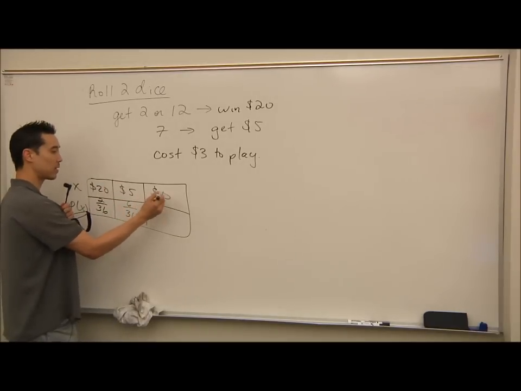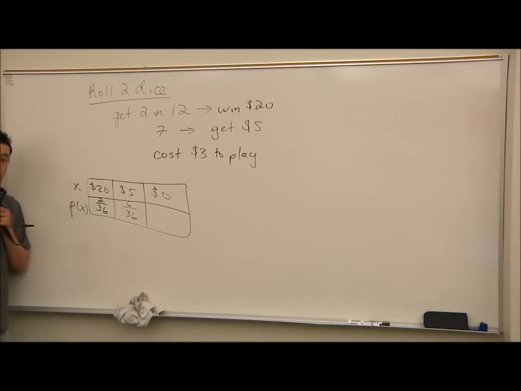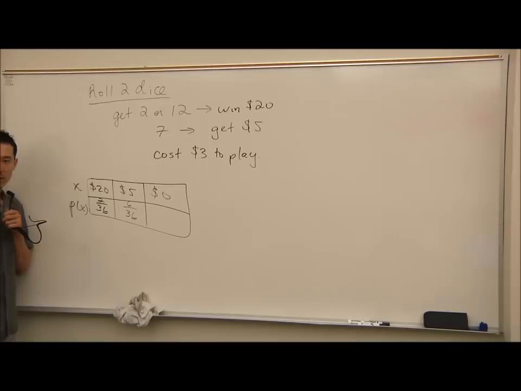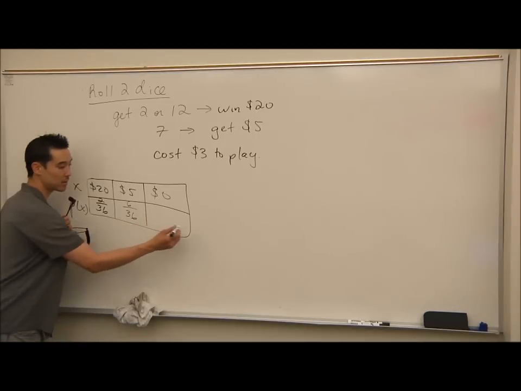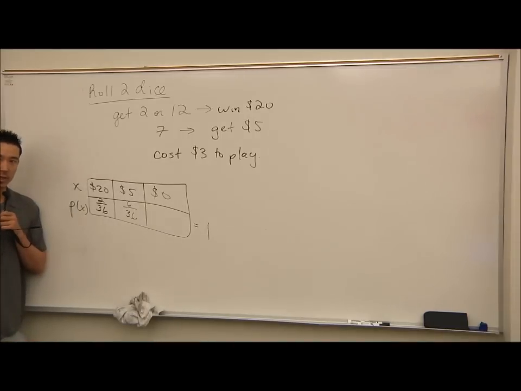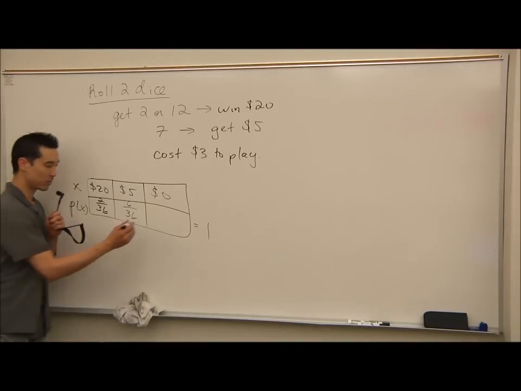I could win $0, I guess. What else needs to happen to finish a probability distribution table? I have 2 out of 36. I have 6 out of 36. What about all the other things that can happen? What's that going to be? The remainder. Right, the remainder, because this has to add up to what? 1. Right? For a probability distribution table, it has to add up to 1. 28 out of 36. Great.